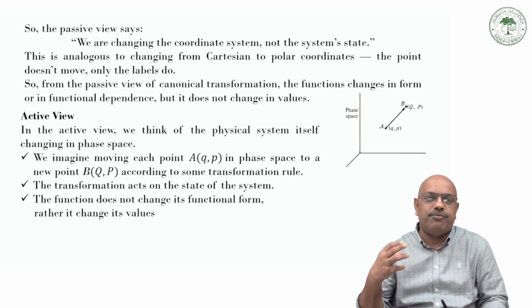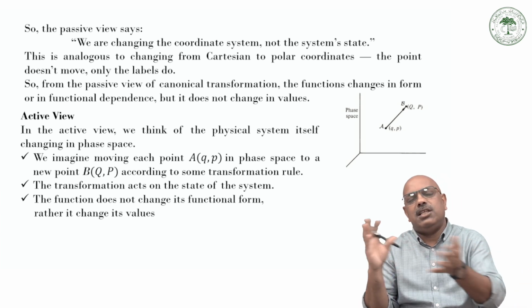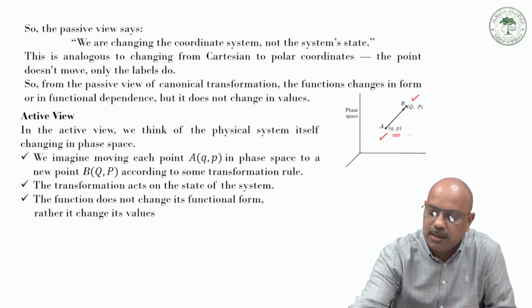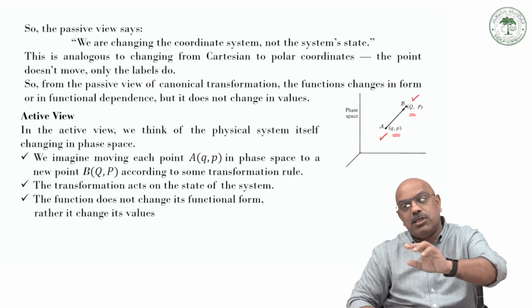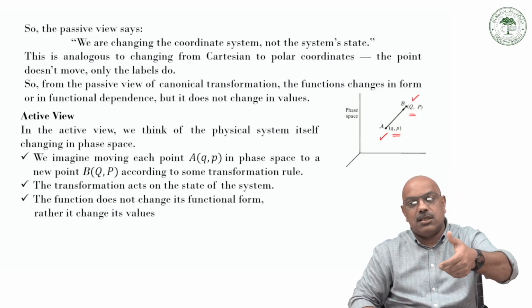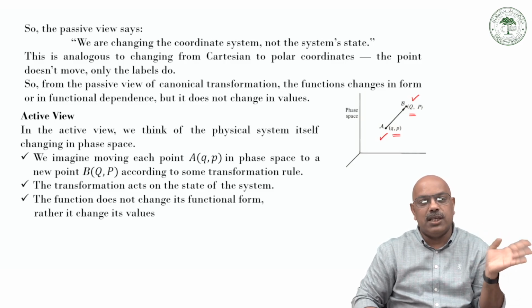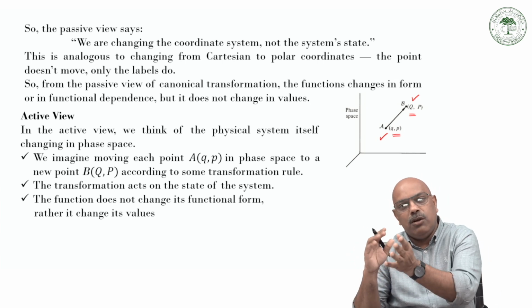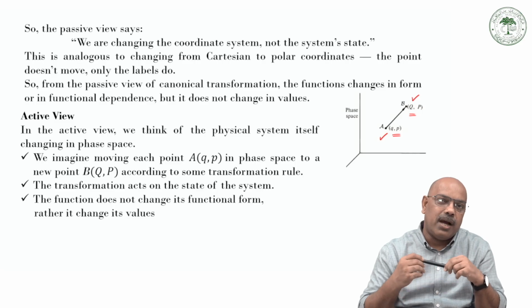But in the active view of the transformation, the system itself is changing in phase space, going from one point A, which has variables q, p, to some point which has some variables capital Q, capital P. So in this canonical transformation, the configuration of the system is being changed in the same phase space. We imagine that the system is moving from point A, where it is defined by some canonical variables, small q, p, in phase space, to a new point in phase space where the configuration of the system is defined by some new canonical variables.